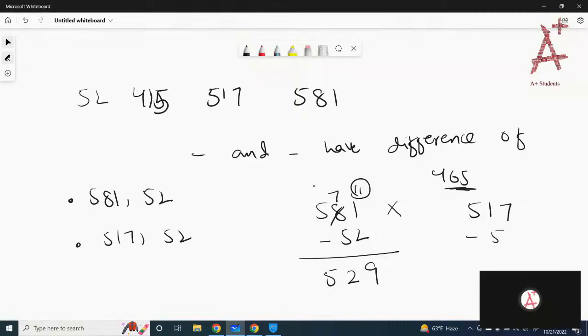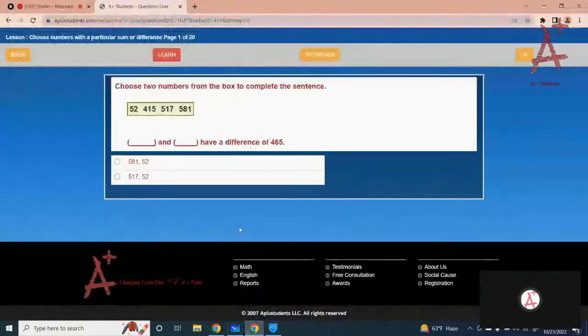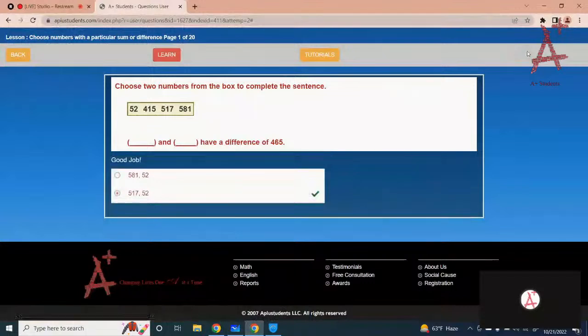517 subtract 52. 7 subtract 2 is 5. You cannot subtract 5 out of 1, so you have to borrow 1. It would be 11. 11 subtract 5 is 6, and here you have 465. That means the second option. These are the two numbers that have the difference 465. Got it? So the second option is the correct one. Just select the correct option and click on the OK button. Got it?